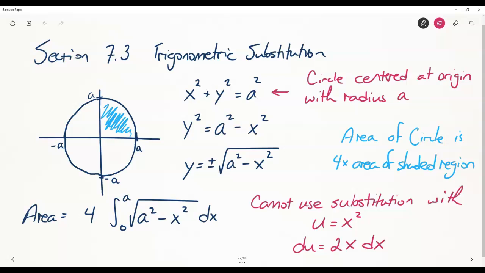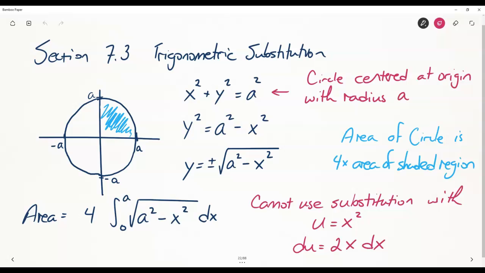But try integration by parts. It's not going to work. If you try substitution, if you let u equal x squared, you could try that. But if u is equal to x squared, look what du is equal to. There's no x anywhere here to pair with this dx. So substitution with u equal to x squared isn't going to work.